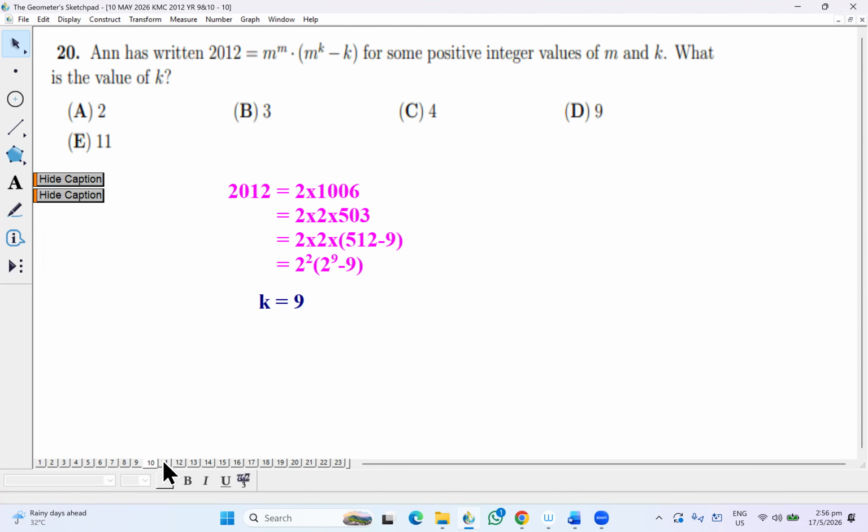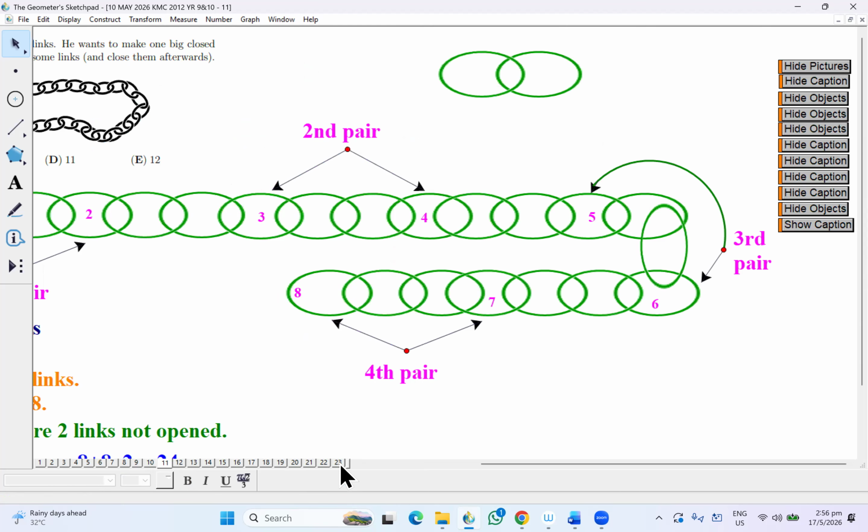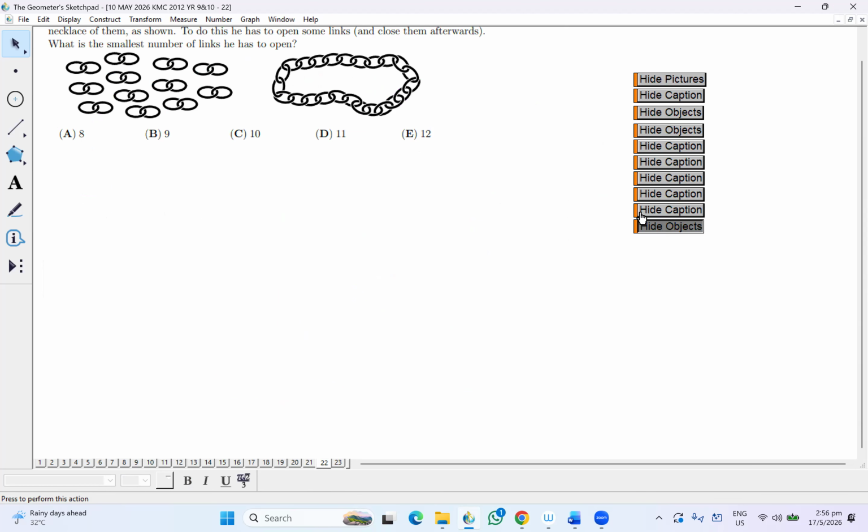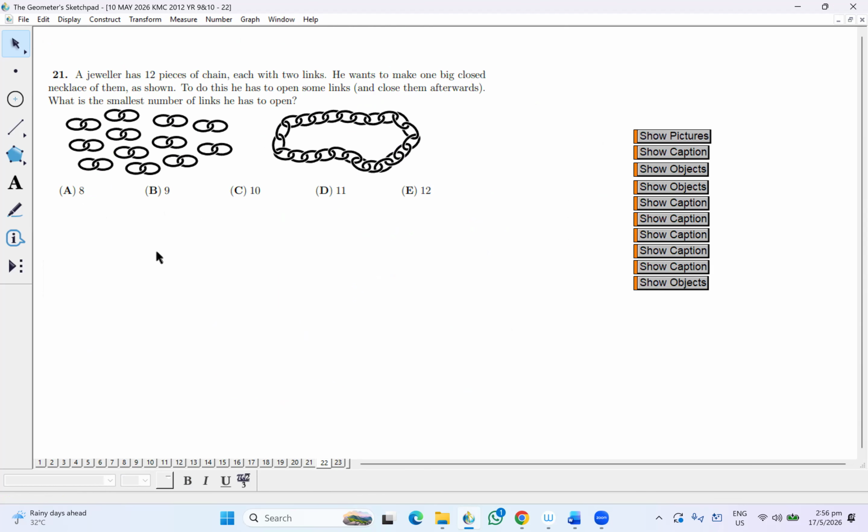One more question. Okay, this one. A jeweler has 12 pieces of chain, each with two links. One piece is two links. He wants to make one big necklace of them, as shown. To do this, he has to open some links and close them afterward. What is the smallest number of links he has to open?